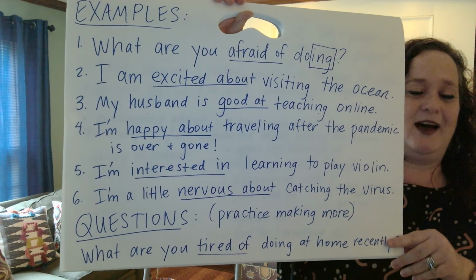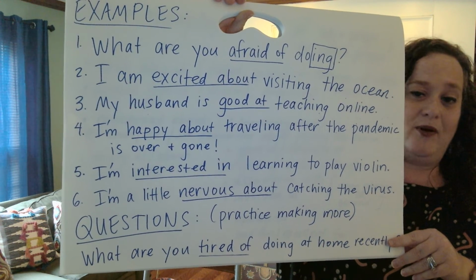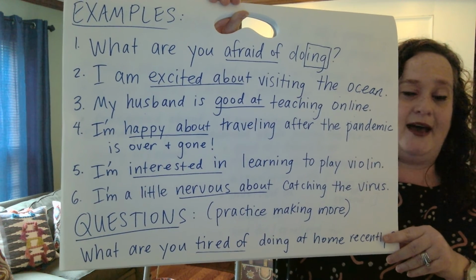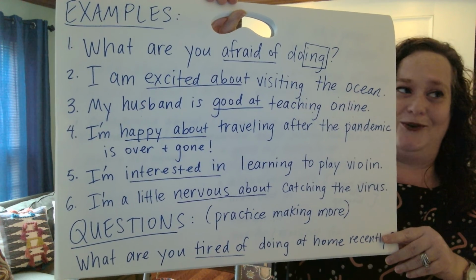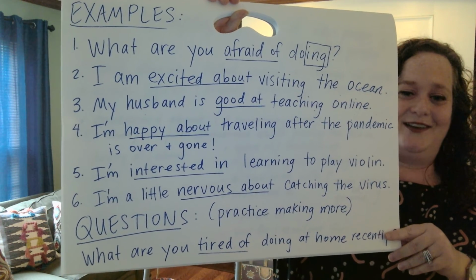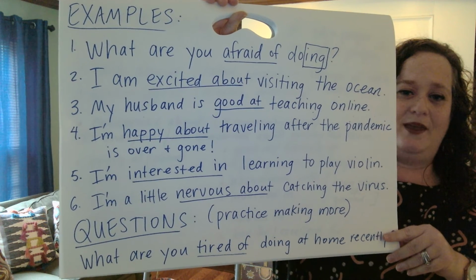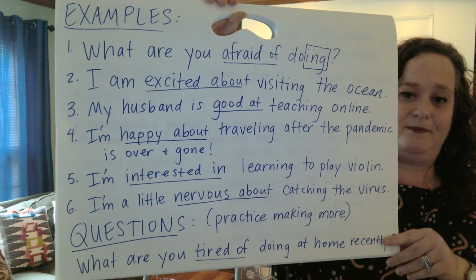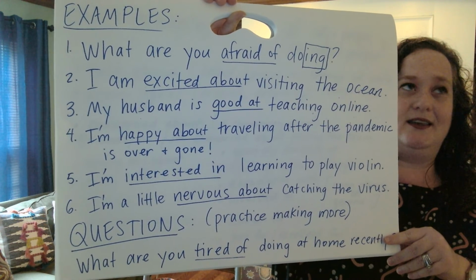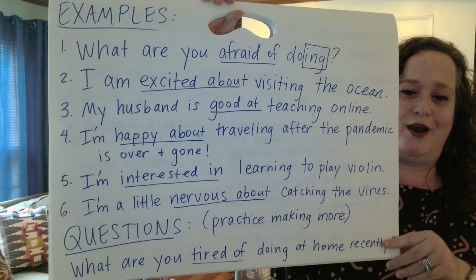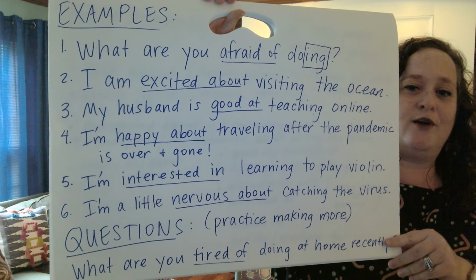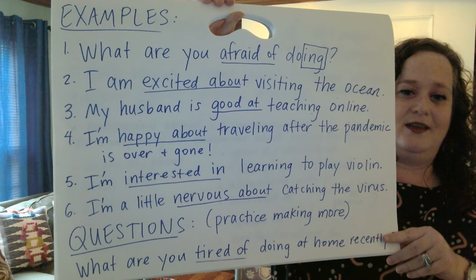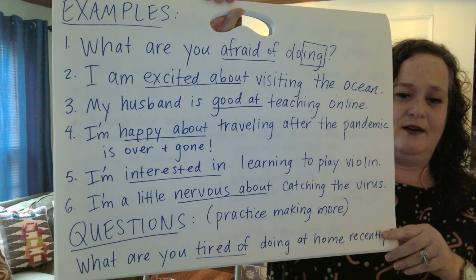And then finally, questions. Maybe you can practice making some more questions at home. For example, ask your spouse, ask your child or grandchild some questions. For example, what are you good at doing? That's an example. What are you interested in studying in the future? What are you nervous about doing these days? So those are a few examples of questions here.